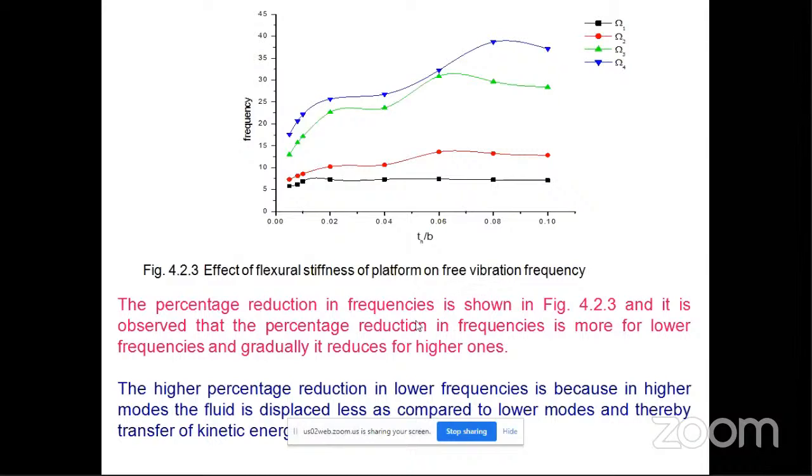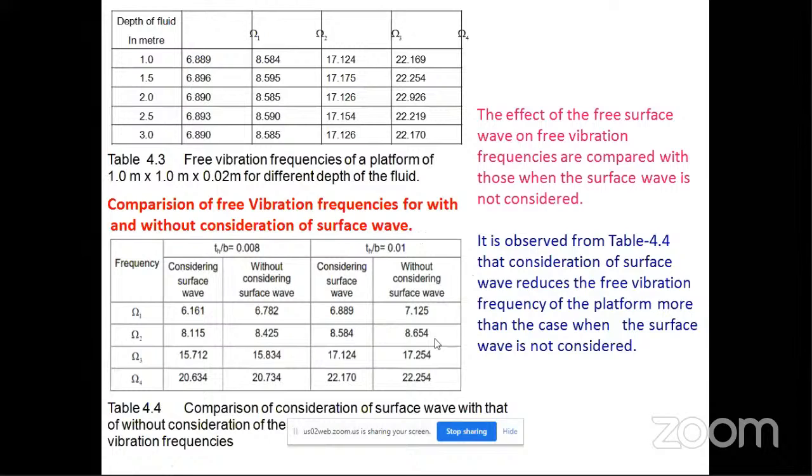The higher percentage of reduction is in the lower frequency. Here you can compare. You see, the depth of the fluid I have considered and how these frequencies are. This is the experimental and this is the value I get. Comparison of free vibration frequencies with and without consideration of surface wave. This consideration of the surface wave is important, but I have not shown the detailed mathematics. Simply you see the result.